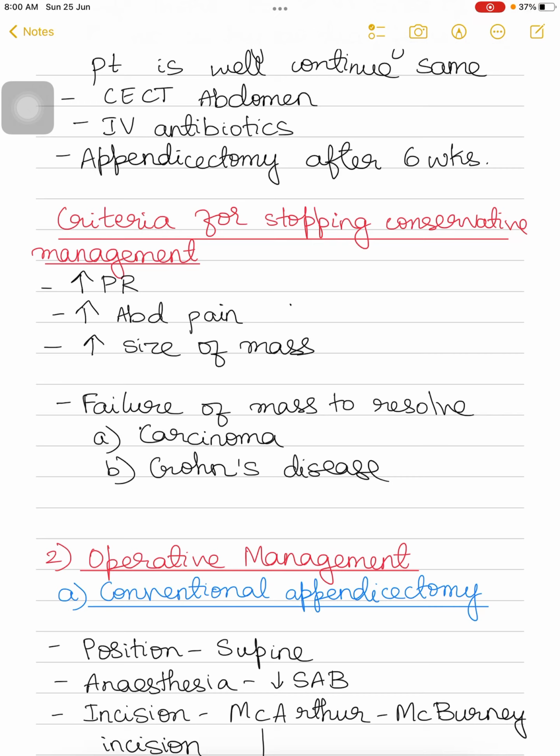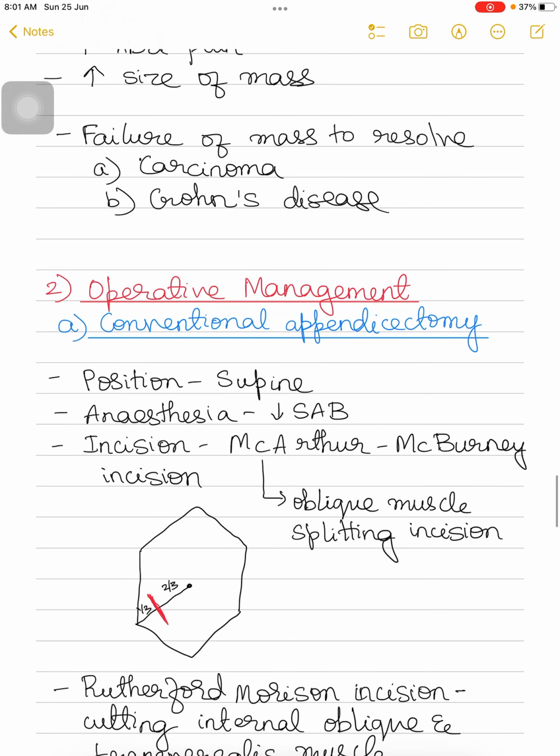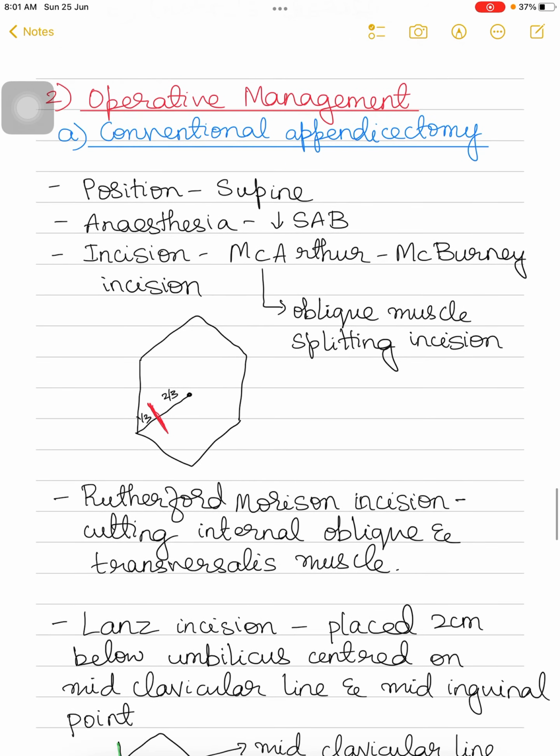Even though the patient has responded to your treatment, there is a decrease in the tachycardia, there is no fever, and pain has reduced, but the mass has not resolved. What might be the reason? It could be carcinoma or Crohn's disease. Operative management comes with a conventional appendicectomy.